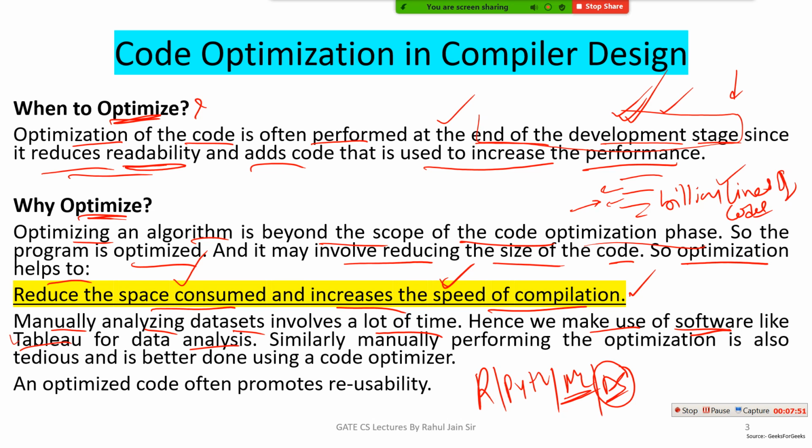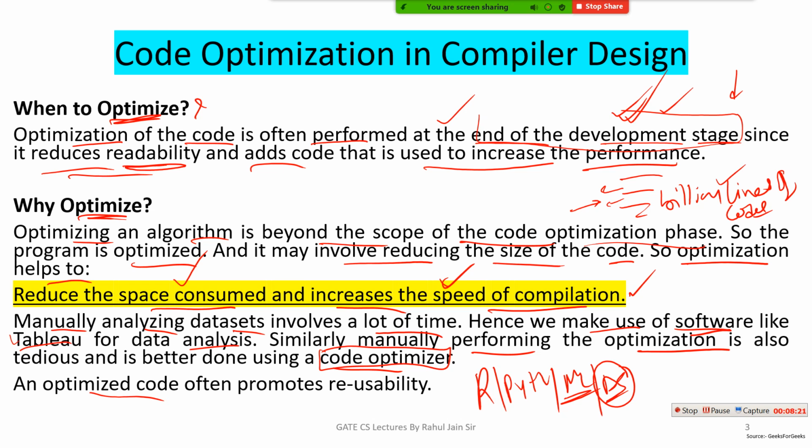So if you are using software like Tableau for data analysis, similarly, performing optimization manually is also tedious, and it is better done using a code optimizer. So guys, you can simply say that using software like this you can directly use a code optimizer and reduce the lines of code in your program. Okay, so yes, Abhishek, it is true.